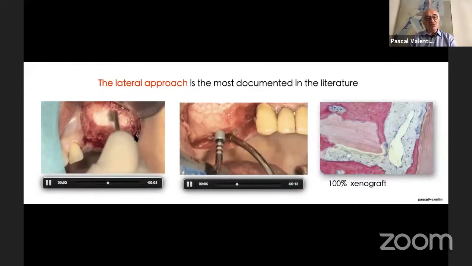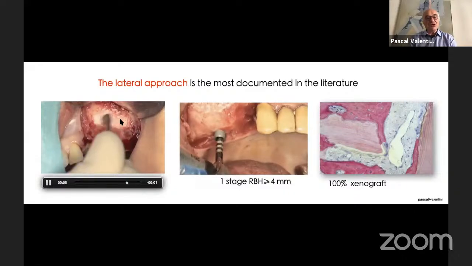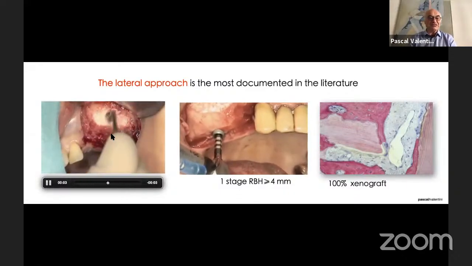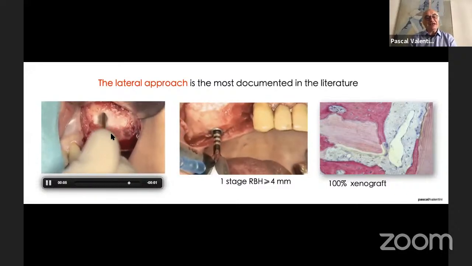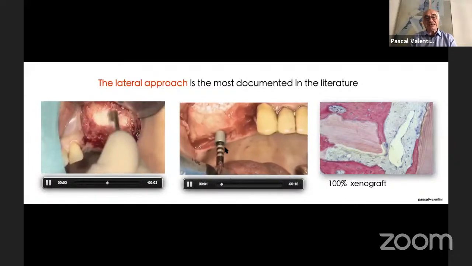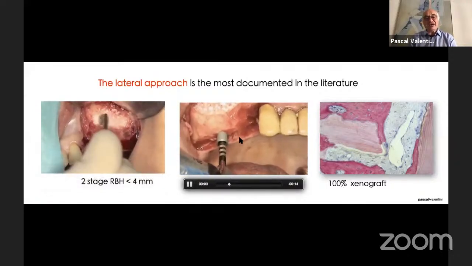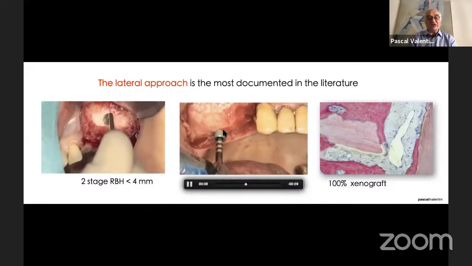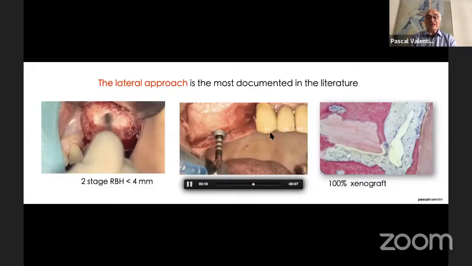In case the remaining bone is less than 4 to 5 millimeters, we will choose the two-stage approach because the primary stability will not be enough to place the implant at the same time we place the graft. Or in case we have more than 4 to 5, it will be possible to get primary stability for the implants. And in that situation, we'll place both together.